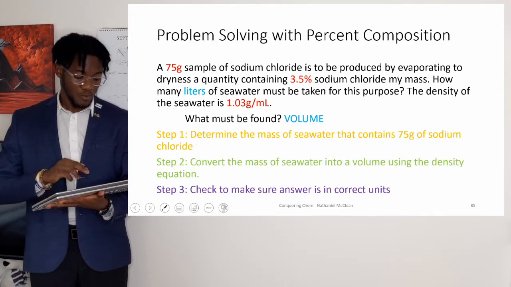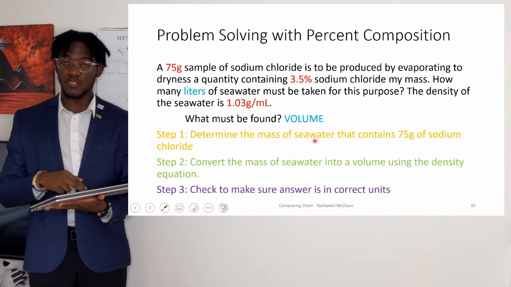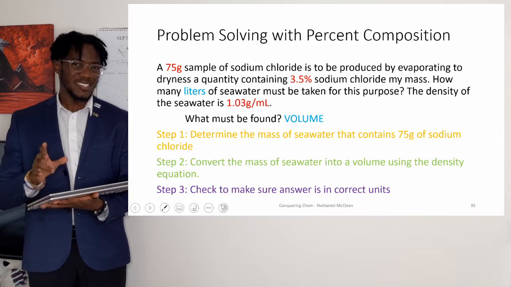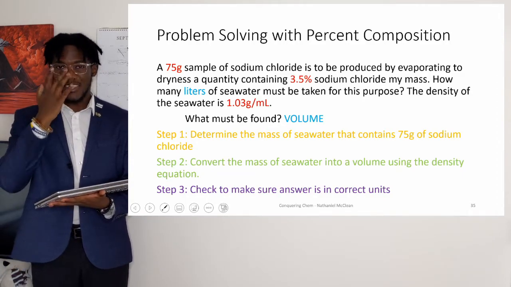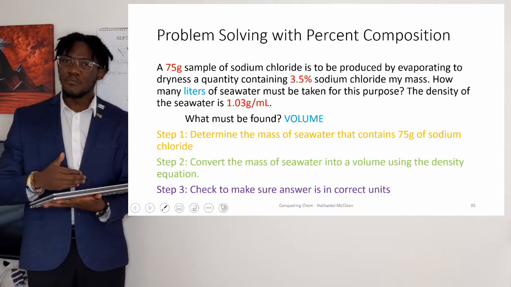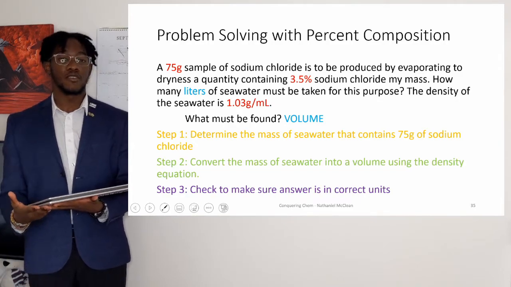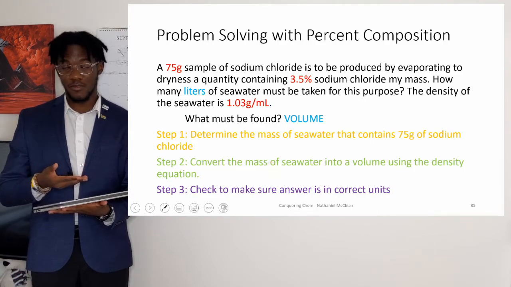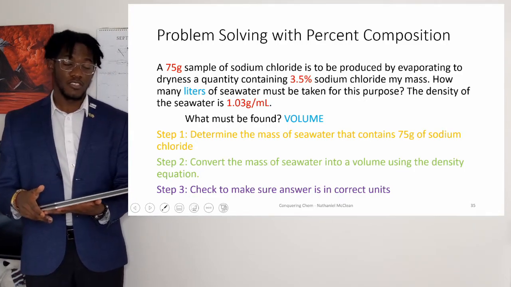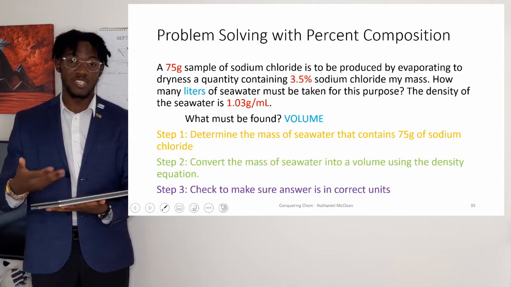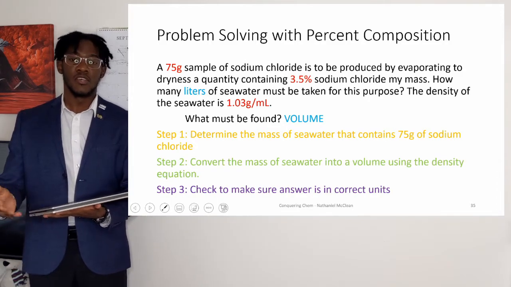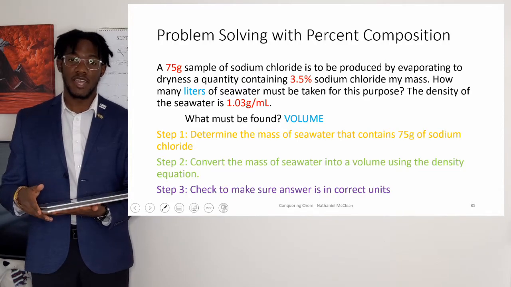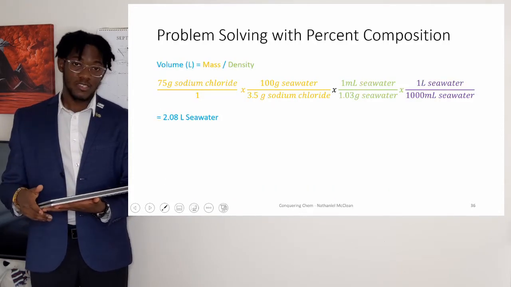And my step 1 would be to determine the mass of seawater that contains 75 grams of that sodium chloride. Because again, to find a volume, we need a density and a mass. So if we find the mass of seawater, we can easily convert that to a volume. And secondly, I would convert that mass, as I said before, to a volume using the specific conversion factor, which in this case is the density equation, along with whatever conversion factors are necessary when we do our dimensional analysis. So let's see what's done here.